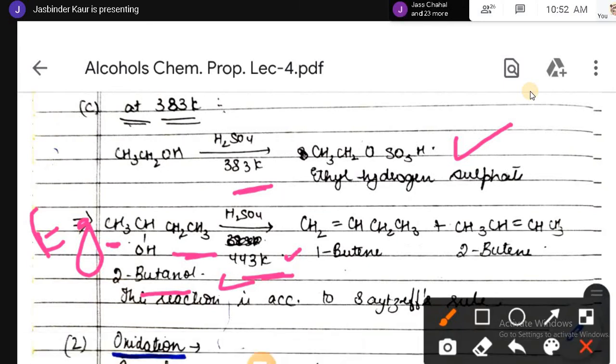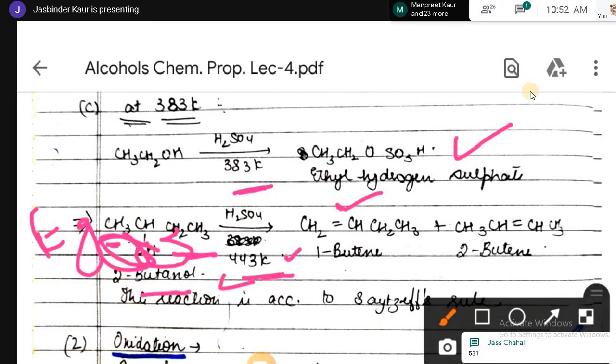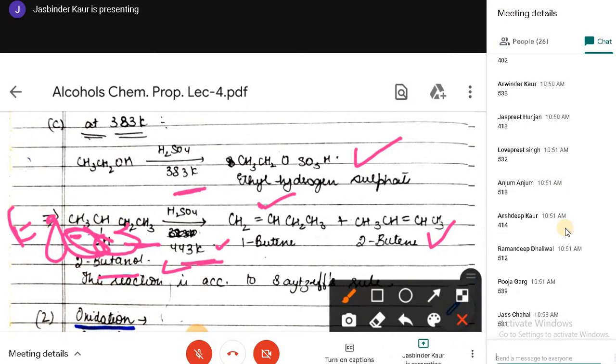But in this case, two alkenes are possible. First, if the OH group and hydrogen are removed from this side, then 1-butene will be formed. If OH and hydrogen are removed from this side, this carbon, then 2-butene will be formed. So if unsymmetrical alcohol is present, then two products are possible, but the question is which alkene will be formed in major amount, or which product will be the major product.